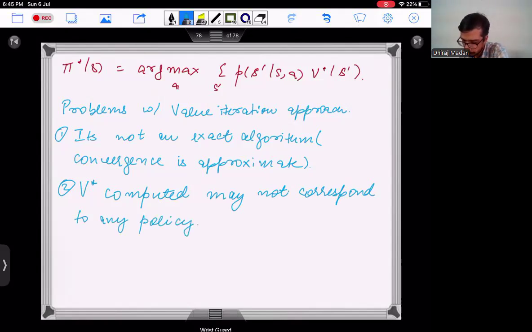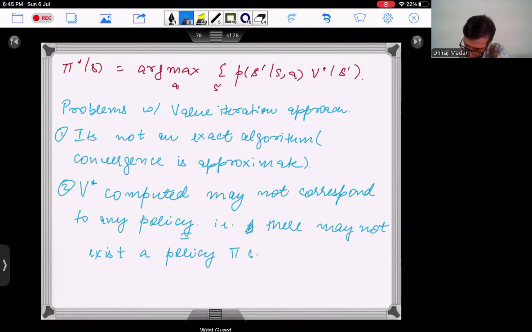So there may not exist a policy pi such that V star is its value function. Of course, if V star is the exact optimal solution, then we can compute the optimal policy as above, and V star will be equal to V pi star. But in general, if it's an approximate solution, then we may not have this.